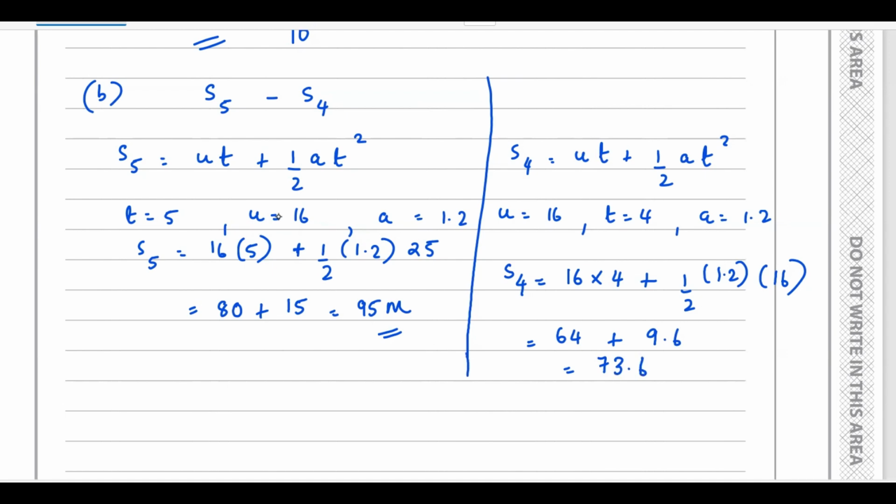And we know the question is to find out the distance traveled by the particle during the 5th second. So that is the distance traveled during the first 5 seconds minus the distance traveled during the first 4 seconds. 95 minus 73.6 will give you 21.4. So 21.4 meters will be the final answer.